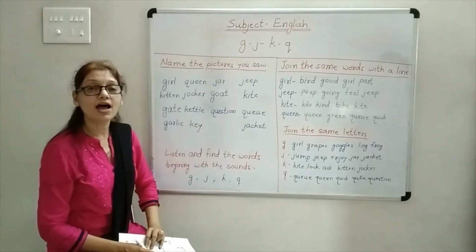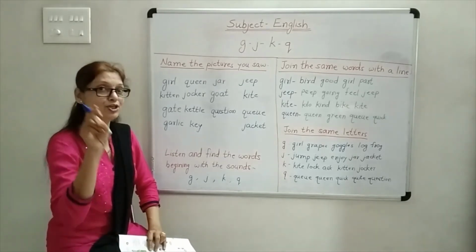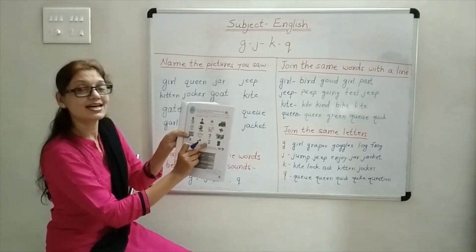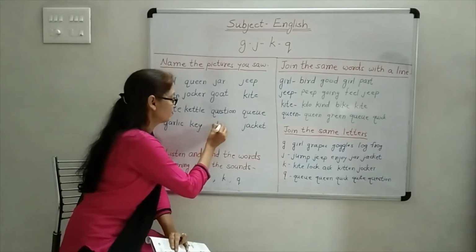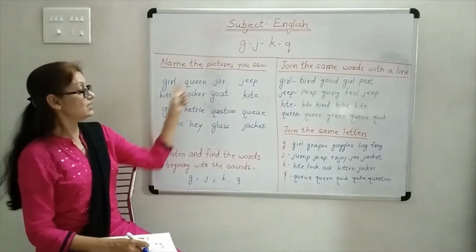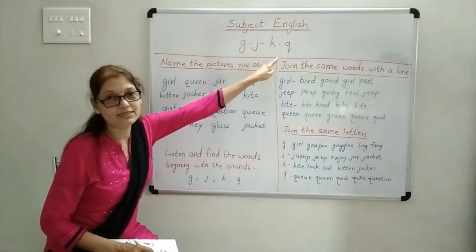And glass. Glass. Find out in your book. Where is glass? This is a glass. Okay. So these are the words of these alphabets.